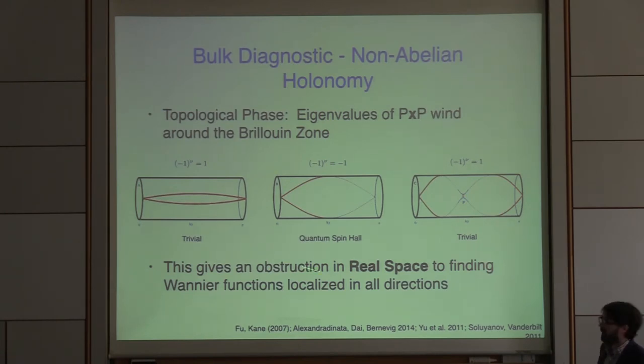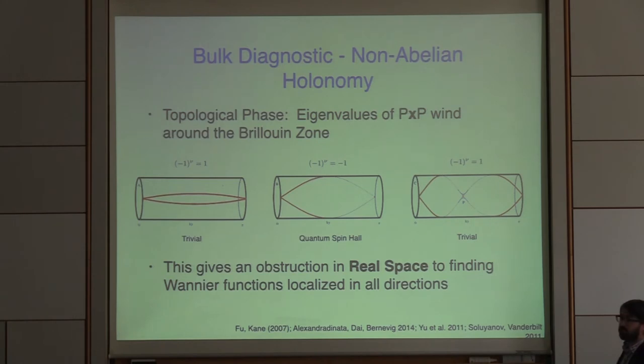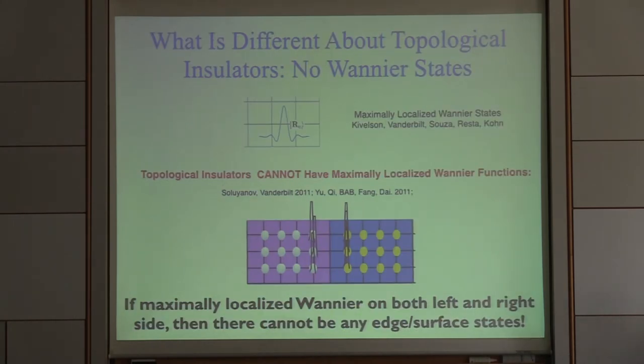So basically, Berry phases are a fundamental thing that you would have to compute in the Brillouin zone to find out the topological nature of systems. Now we want to get rid of that because we want to link momentum space to real space. So the way to get rid of that is to realize that having non-trivial Berry phases means that you actually cannot have maximally localized Wannier orbitals.